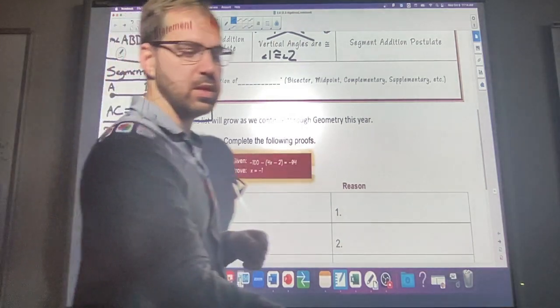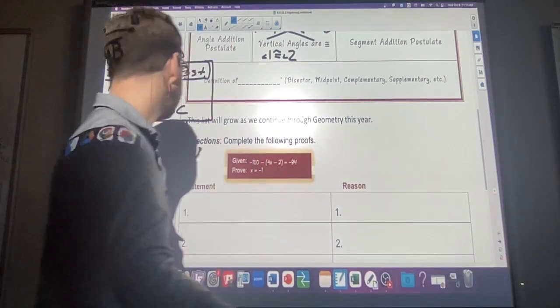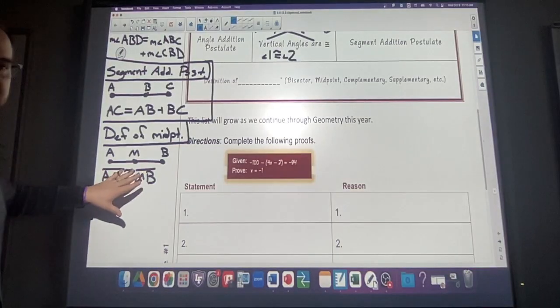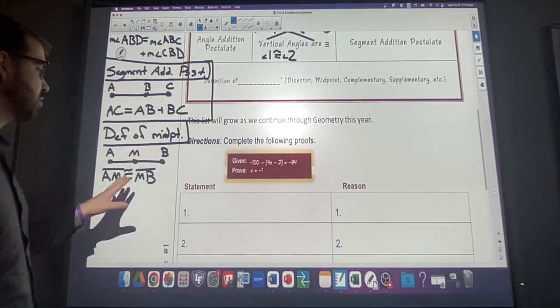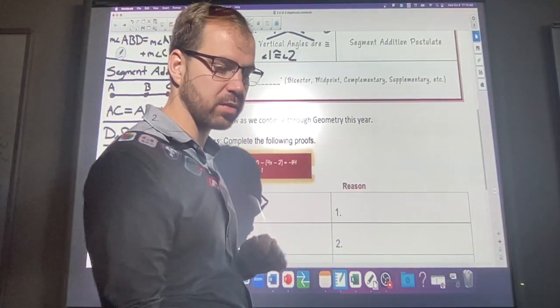Another one, let me look which one I'm missing here. Oh, and this also applies for bisector as well. If you have a bisector, you can also say both sides are congruent. It looks pretty much identical.